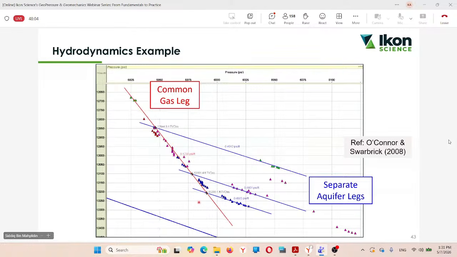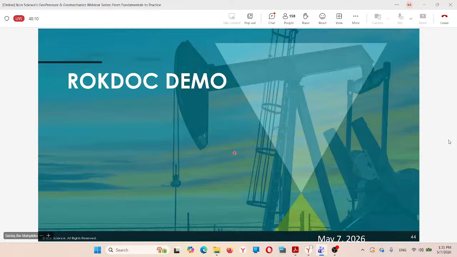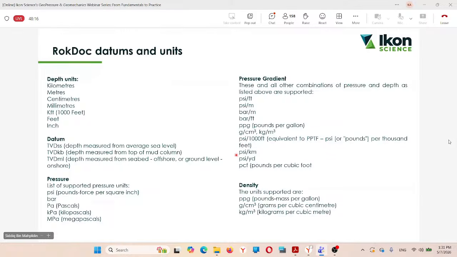They see the common gas lake with separate aquifer from hydrodynamic trap, basically. All right, I'm going to move to the RockDoc demo, but before I go to the RockDoc demo, there are datums and units that we could use.